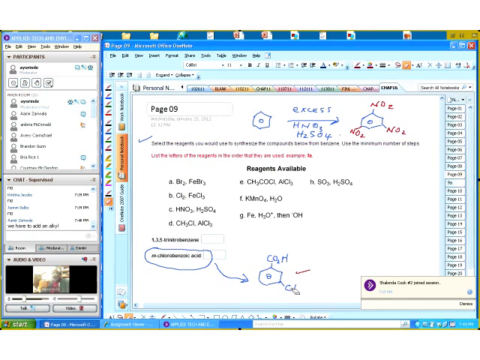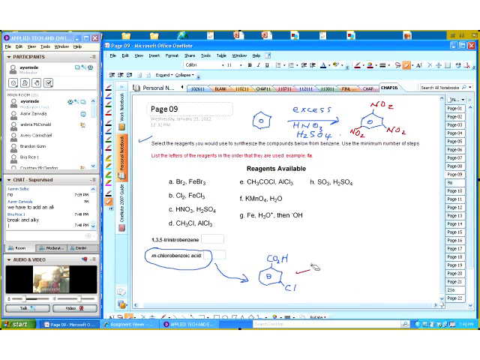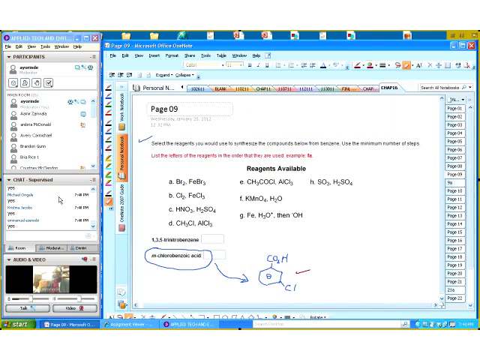Okay, so what do we need to do? Keep in mind, this is a meta director, this is an ortho-para director. So what do we have to do? We have to add an alkyl. Excellent. If we have to add an alkyl, do you want us to add the alkyl group before we add the chlorine? Both of these are ortho-para directors. The chlorine is an ortho-para director. The alkyl is an ortho-para director. Okay, so let us try that. We want to add the alkyl group. Okay, we take benzene.